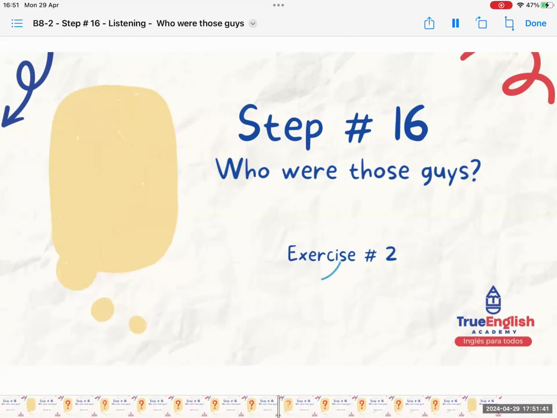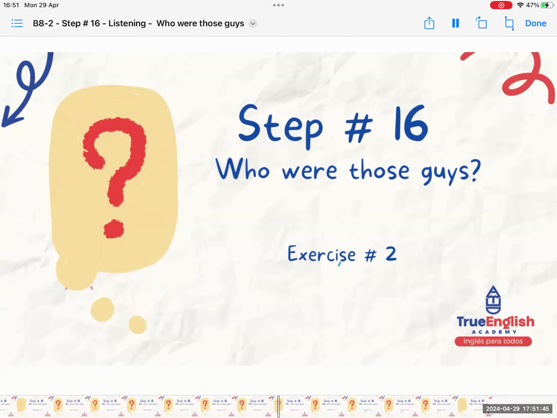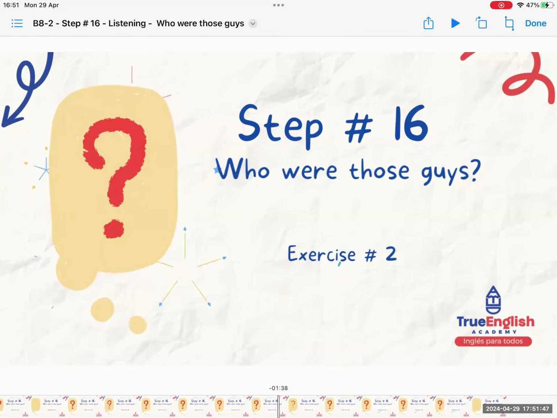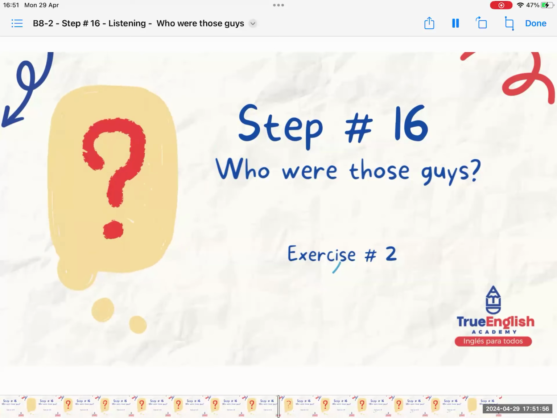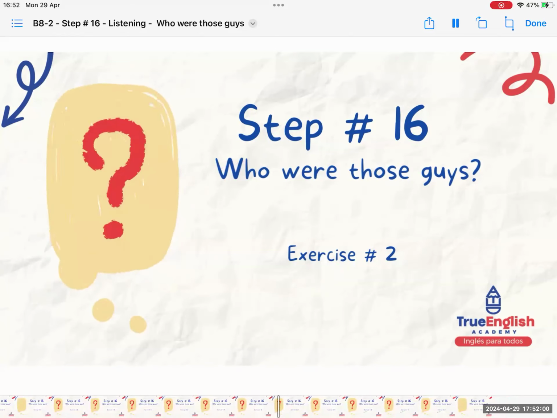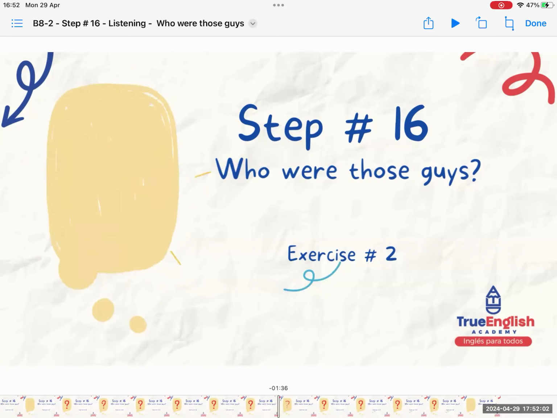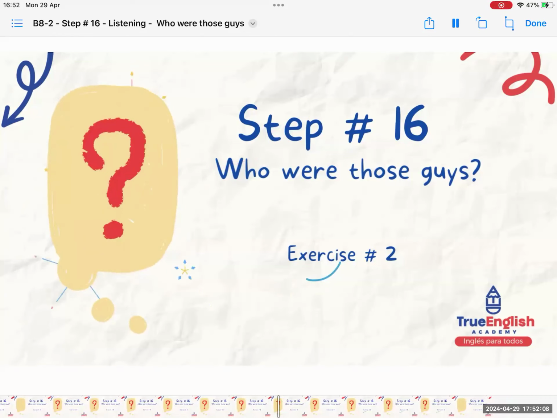Number 8. Ray Kroc was a businessman who bought the fast food company McDonald's. Who bought? Simple past of what? Who bought? Number 8. Ray Kroc was a businessman who bought the fast food company McDonald's.